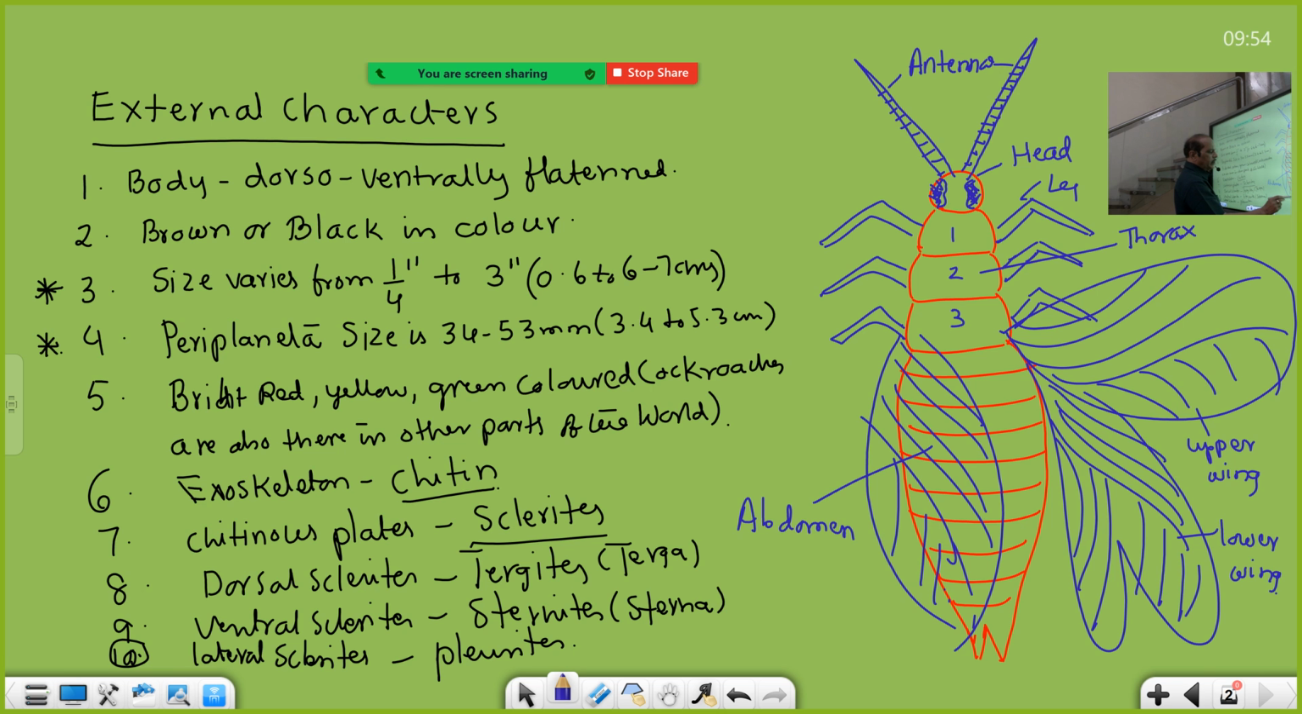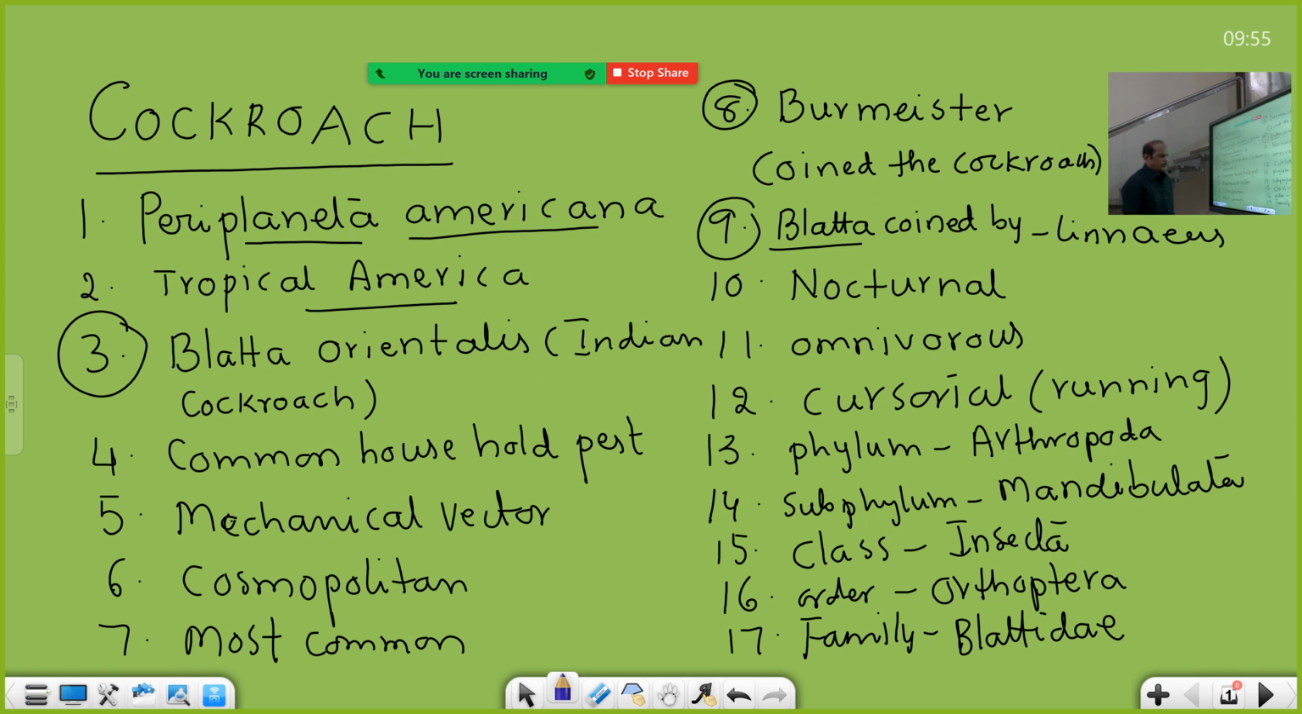And here, from the ninth segment an unjointed process arises, and from the 10th segment a jointed process arises. Unjointed processes are called anal styles, and jointed processes are called anal cerci. So these are the external features of Periplaneta americana. Now let us pass on to the next page to continue this.